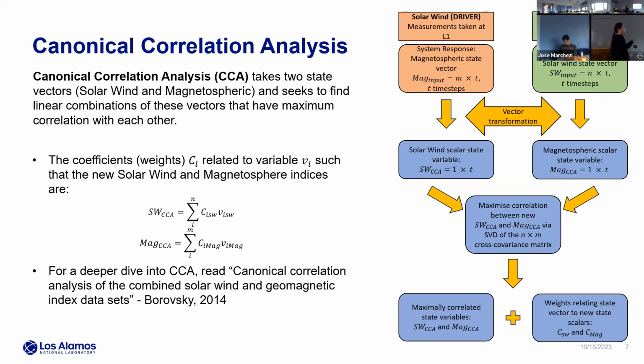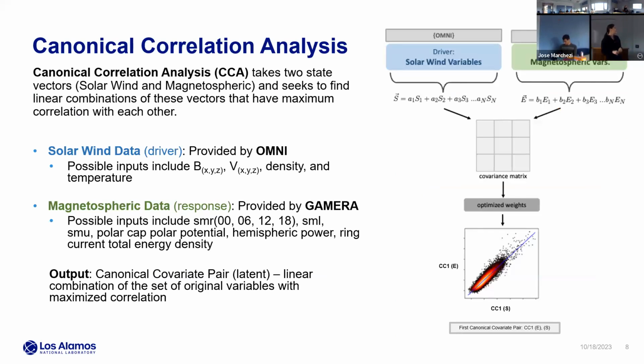And so our methodology, we'll be doing canonical correlation analysis. This is more of a theoretical background, and for the sake of this talk, this will be more as a reference, but we can actually simplify it a little bit. Canonical correlation analysis basically takes two state vectors, here it's the solar wind and the magnetosphere, and seeks to find linear combinations of these vectors that have the maximum correlation with each other. We have our driver, which is our solar wind data provided by OMNI, and then of course we have our magnetospheric data provided by GAMERA. The output of this is a canonical covariate pair, a latent variable that is a linear combination of the state vectors with maximized correlation.